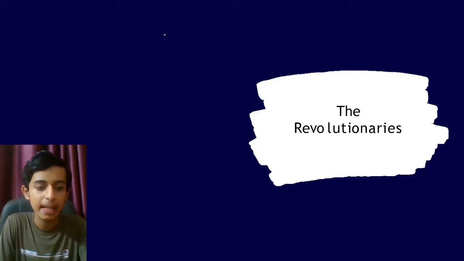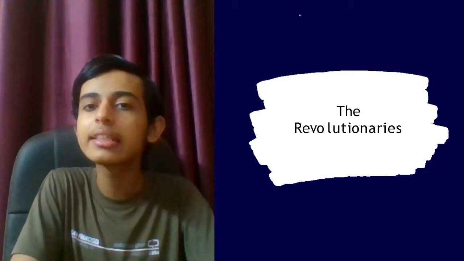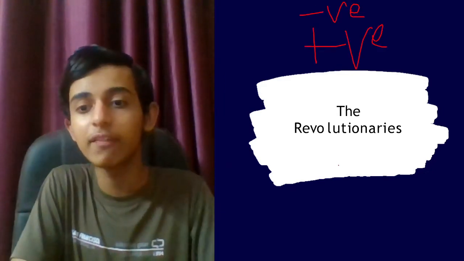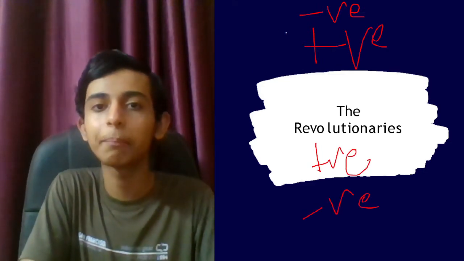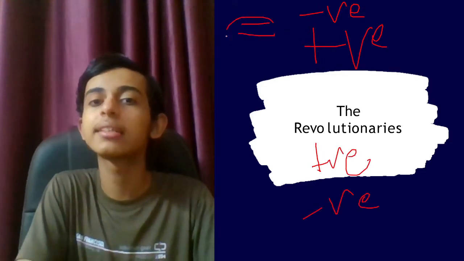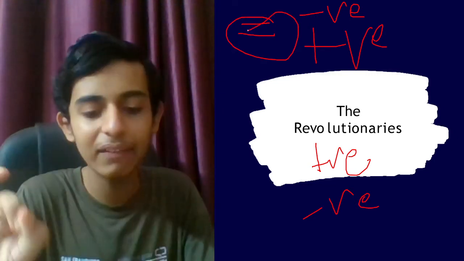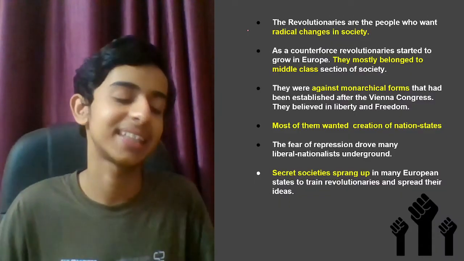Okay, now moving on to the revolutionaries. See, if there is negative, there is something positive. If there is something positive, there is something negative. So because of this, there is a balance in our society. Now, because of conservatism, it gave the rise to the revolutionaries who would revolt against it, right?